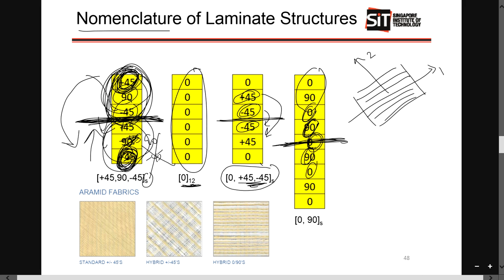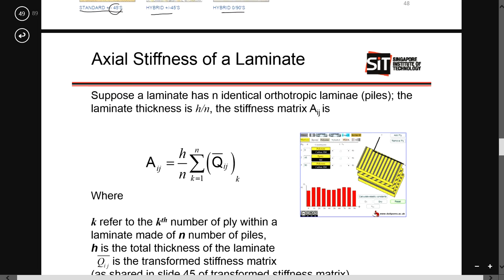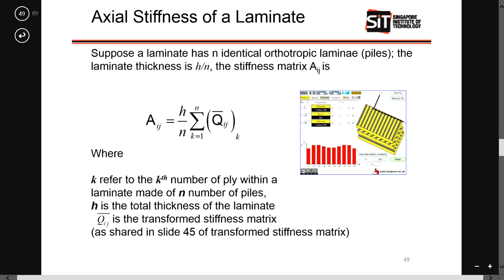Nonetheless, there are some names you can take note of, such as the standard plus minus 45 symmetry. If it's a standard one, then it's just plus minus. If it's a hybrid, then it's something else, I don't know the names. Alright, so let's talk about the next one.